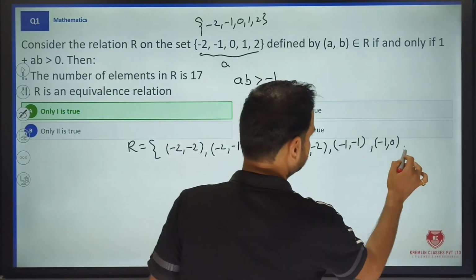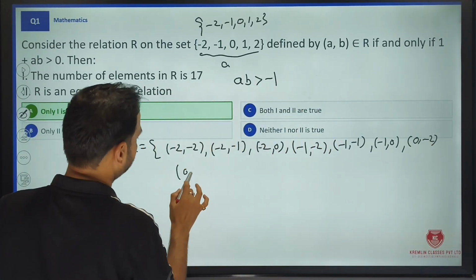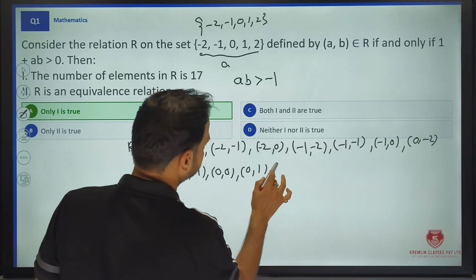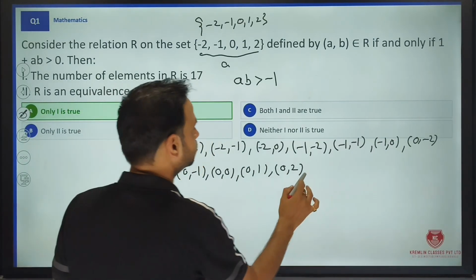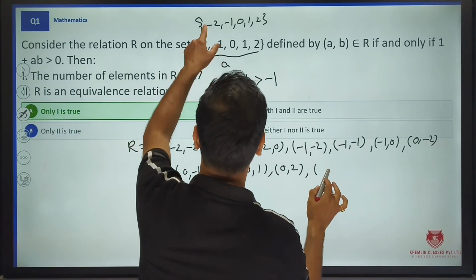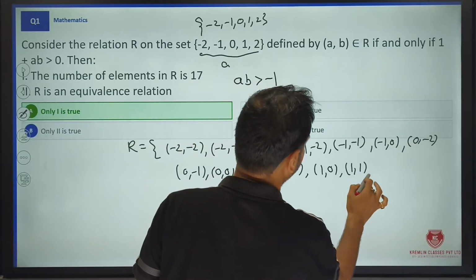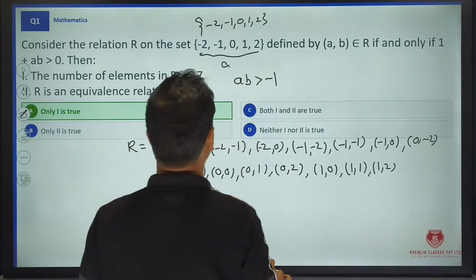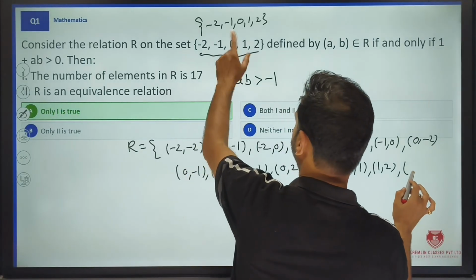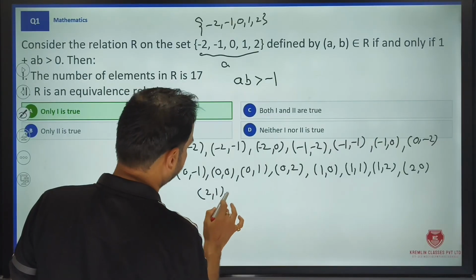So now we are moving to 0. Again (0, -2) will be true, then (0, -1), (0, 0), (0, 1), (0, 2). We have to solve the questions with a cool mind only. So (1, -2) will be wrong, (1, -1) will be wrong, then (1, 0), (1, 1), (1, 2). Now the last one is 2: (2, -2) will be wrong, then (2, 0), (2, 1), and (2, 2).